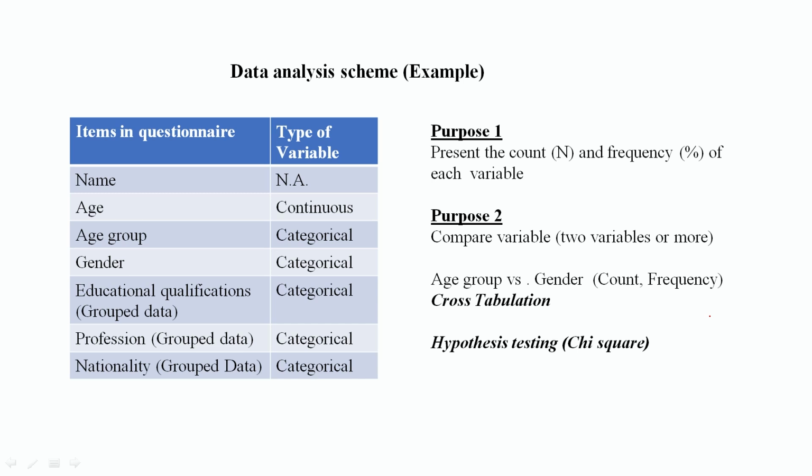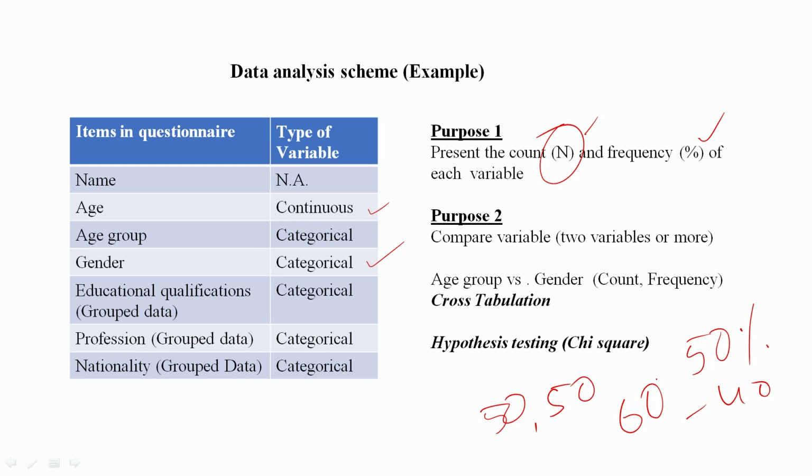Some examples which I am saying: see the items in the questionnaire which I shared with you earlier. Here what we can do, one is counting, a very easy job. When we get 100 questionnaires filled up, we can very easily identify age, gender, like that, and present them in the form of numbers. You also know how to calculate the frequency as a percentage. Imagine 50 boys and 50 girls. This is exactly 50%. 60, 40: 60%, 40%. So that is number one.